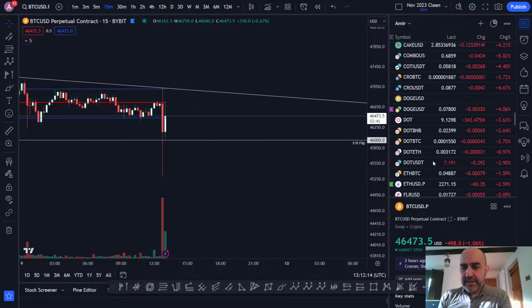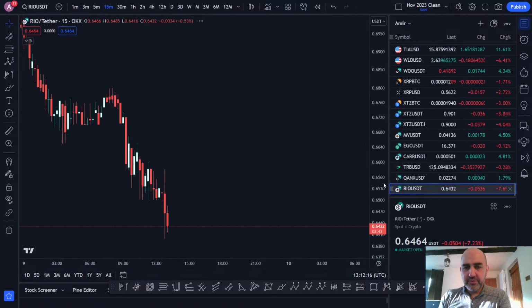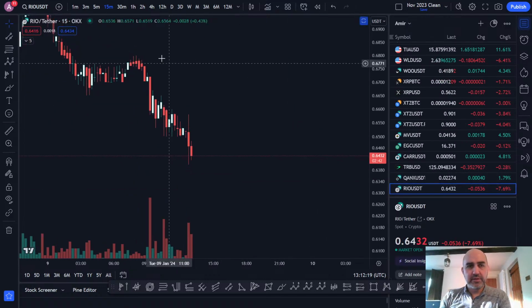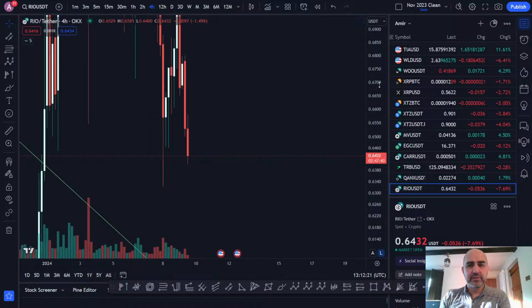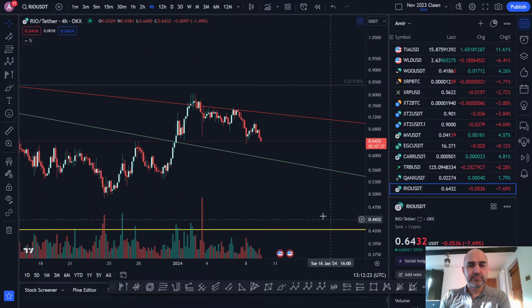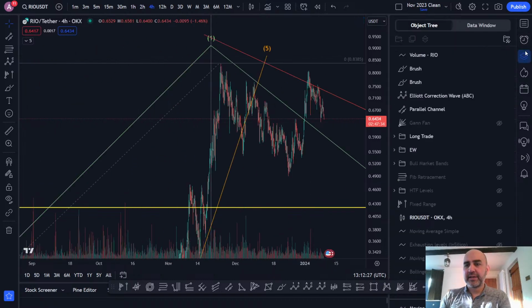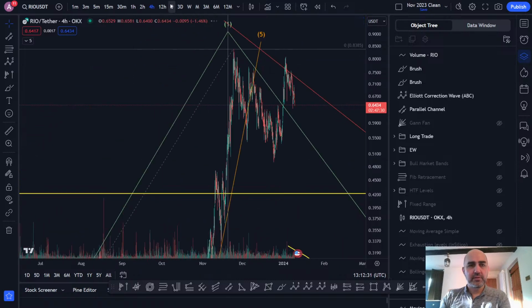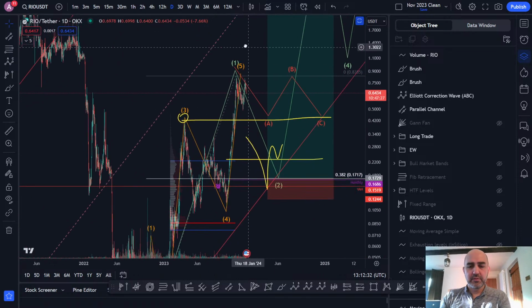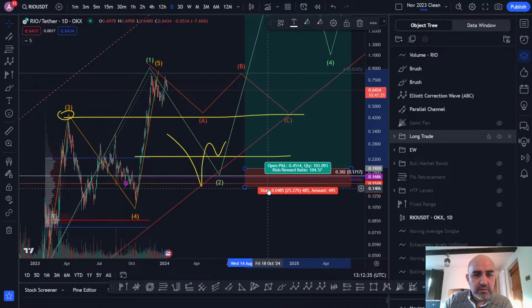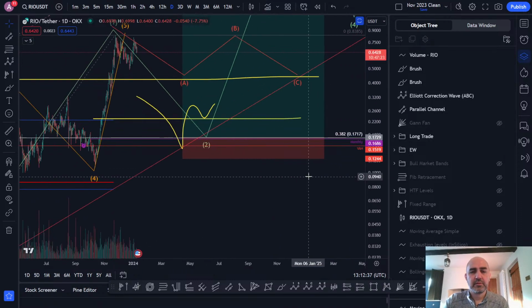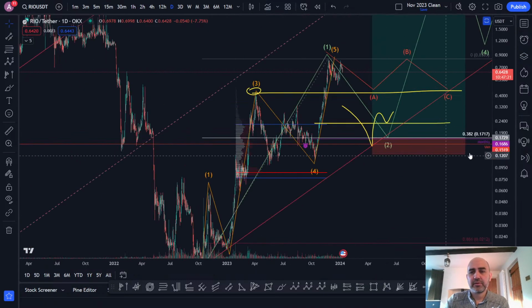I actually really like my RIO plan, and look how it dumped again. My RIO trade plan, I think I like it. There, this is what I'm looking for.